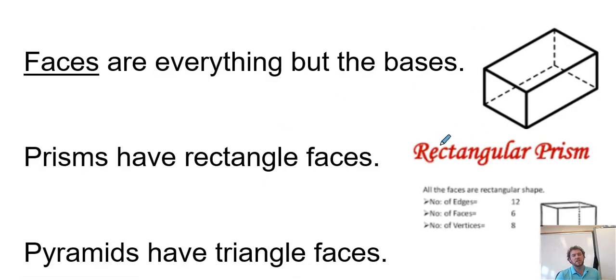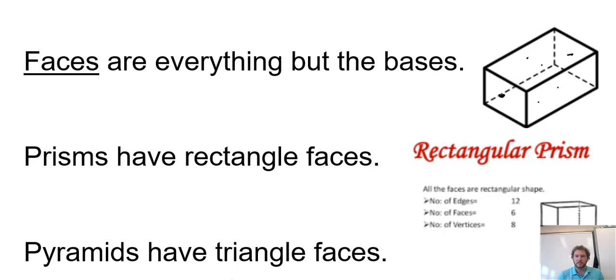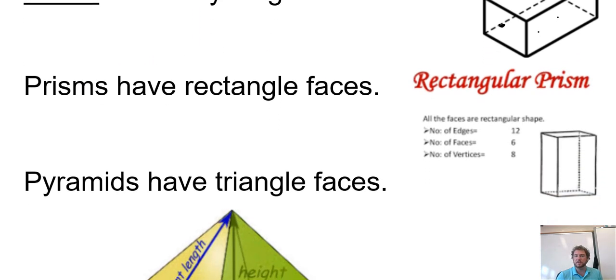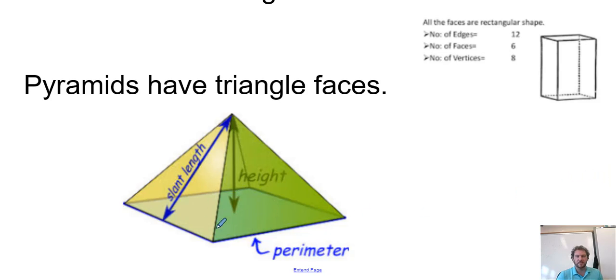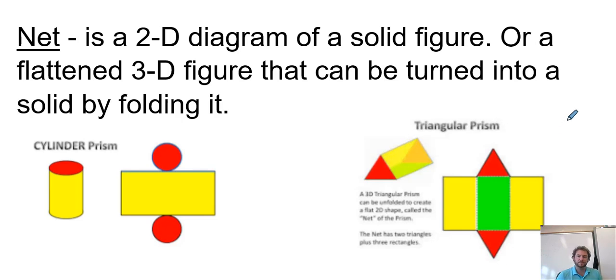Faces are everything that's not a base. So if in this shape here, let's say this was my base and this was my base, then the other 1, 2, 3, 4 sides of this shape would all be called faces. Okay? All prisms will have rectangular faces. Whether it's a rectangular prism or a triangular prism, it doesn't matter. The faces will always be rectangles, whereas pyramids will have triangular faces. And again, even though this shape right here is a rectangular pyramid because the base is a rectangle, all 4, 1, 2, 3, 4 sides of it are triangles.